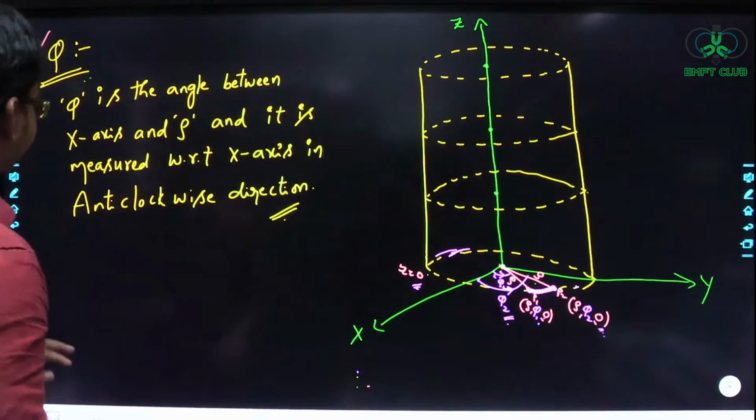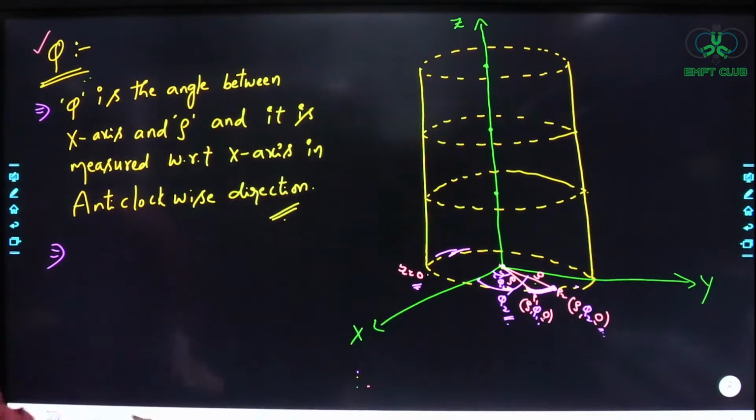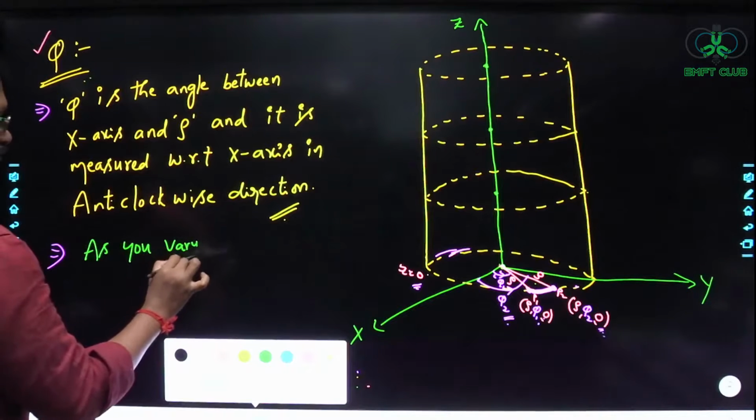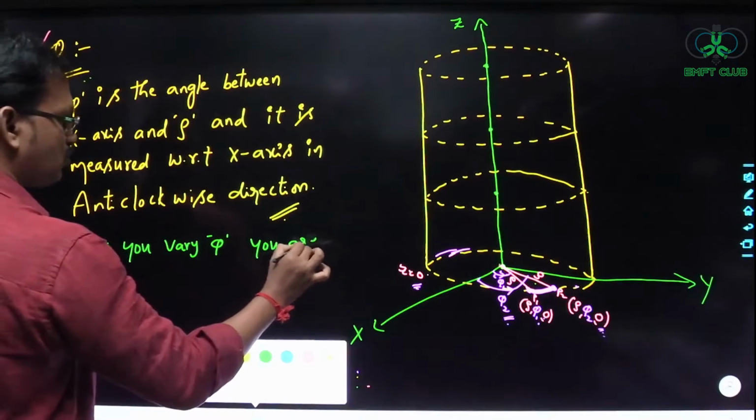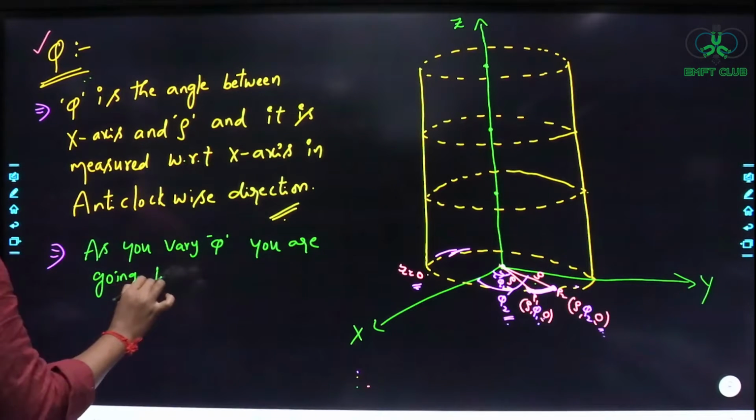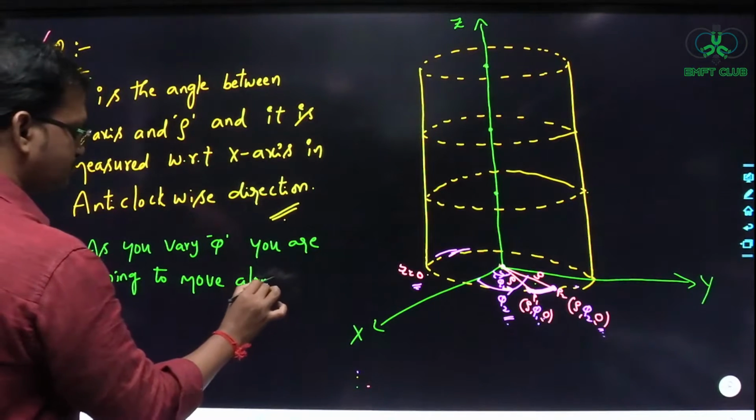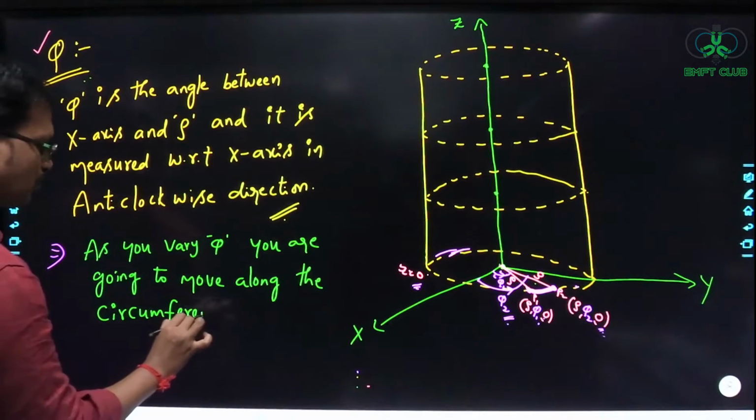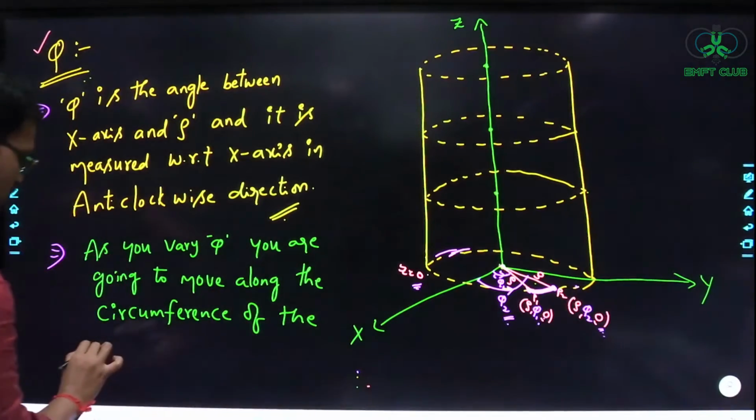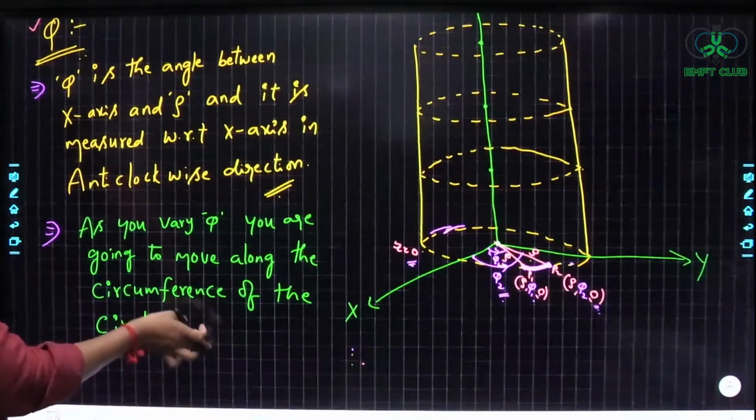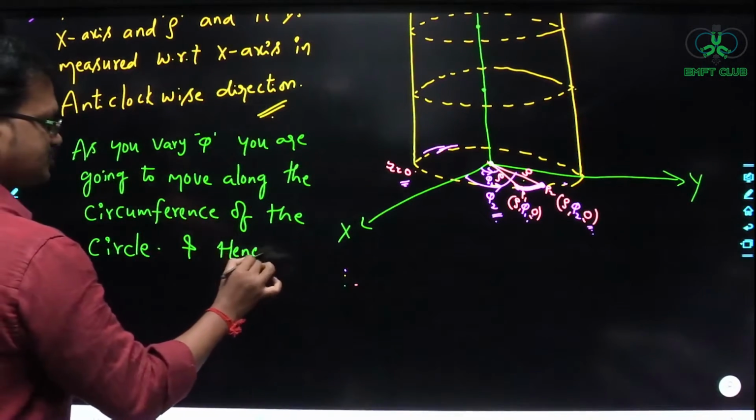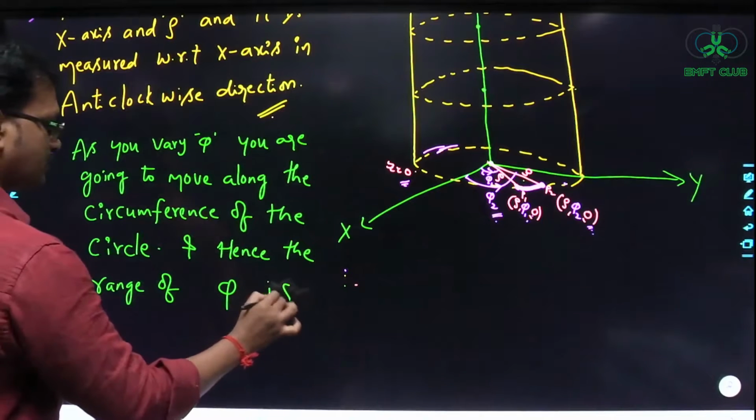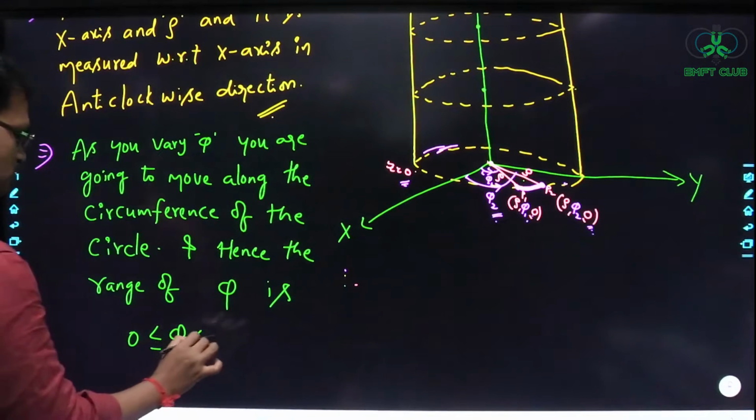So here what we have concluded is that as you vary phi, you are going to move along the circumference of the circle, and hence the range of phi is from 0 to 2 pi.